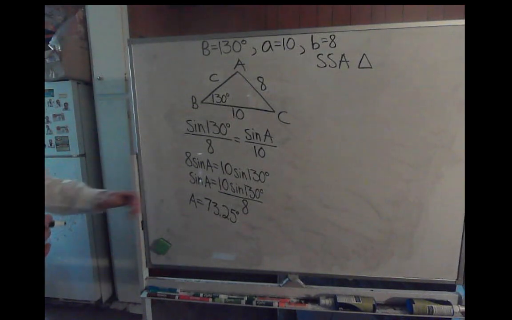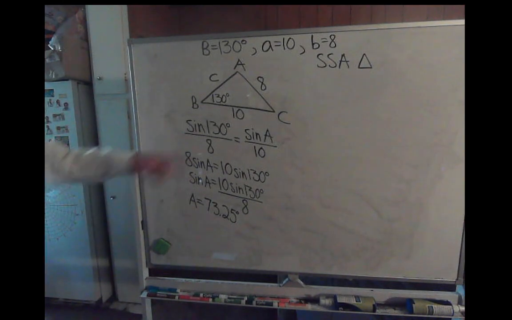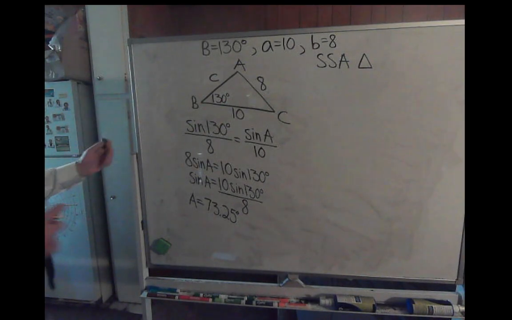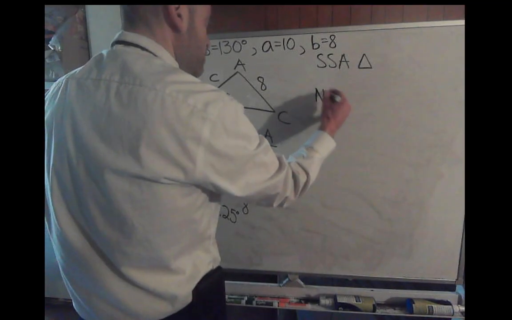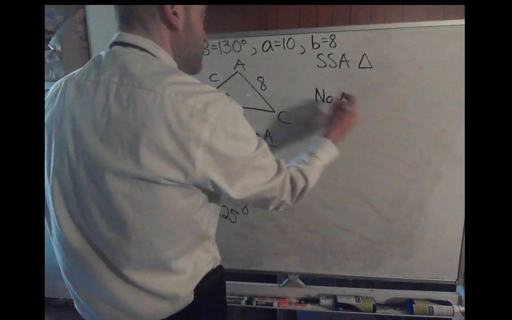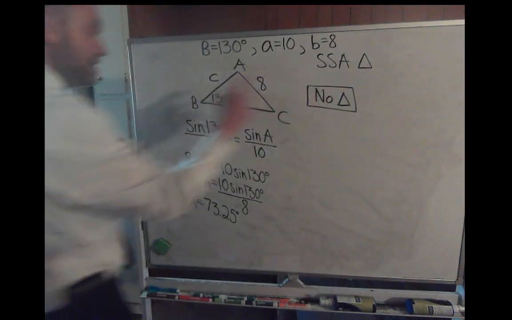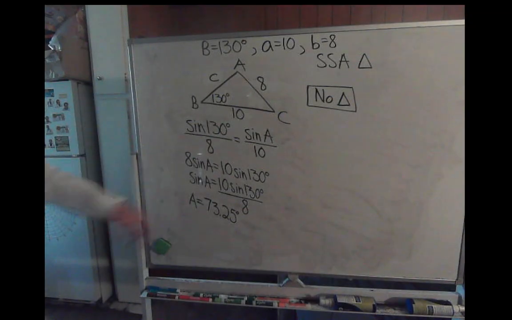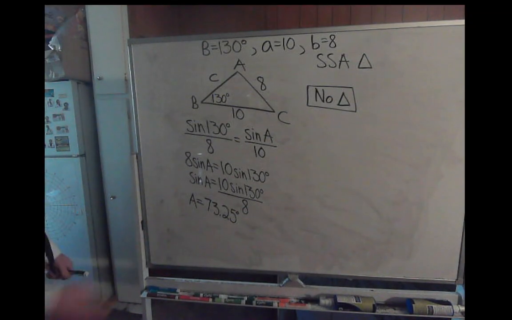You get 73.25 degrees. If you add that to the existing 130, you're well over 180. So this is actually a no triangle case. We don't have a triangle. That violates that the sum of the measures of a triangle equals 180. So there actually is no triangle in this case.